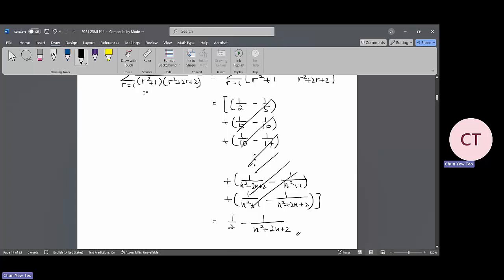By the way, just in case you're not so sure, we can do the expansions here: n minus 1 squared plus 2 of n minus 1 plus 2. You will get n squared minus 2n plus 1 plus 2n minus 2 plus 2. So you get n squared, some cancel, plus 1. Just in case you're wondering.